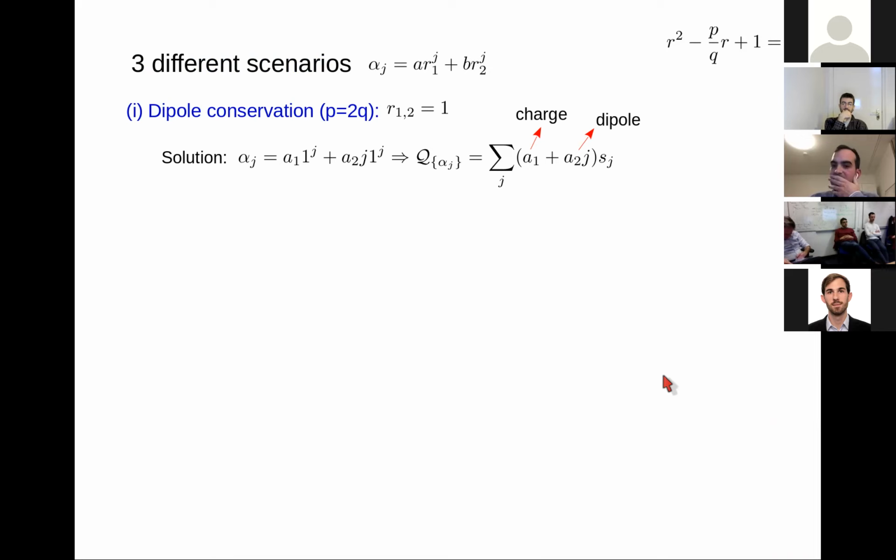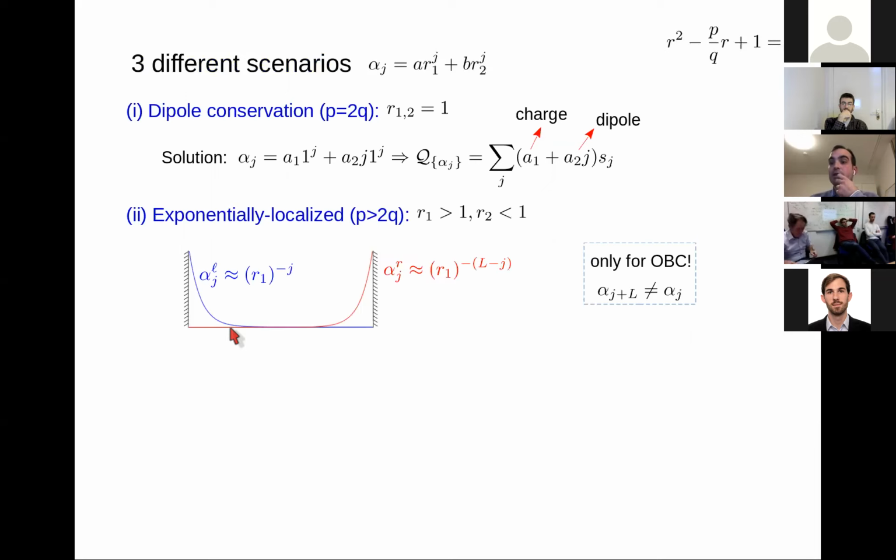Okay. However, what is more interesting is that there are 2 additional answers to this question. The first one is the exponentially localized symmetries. What you find here is there are 2 positive roots. The first one is greater than 1, and the second one is smaller than 1. The reason why this happens, just as a small remark, is because this characteristic equation is, the polynomial is so-called self-reciprocal. So the factor in front of r squared is the same as in front of 1.